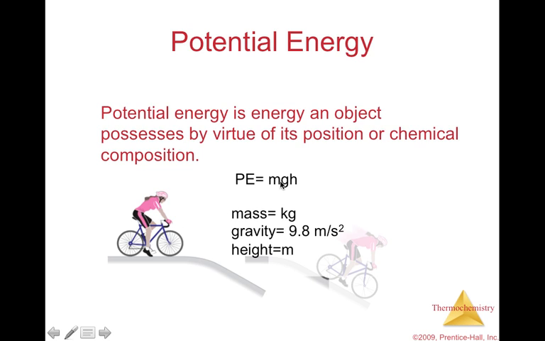Now, the SI units, which are the standard units, for mass are always kilograms. Gravity is always 9.8 meters per second squared, and height, because it has to do with distance, is measured in meters. Therefore, if you plug in these units, the units for potential energy are kilograms times meters squared over seconds squared.